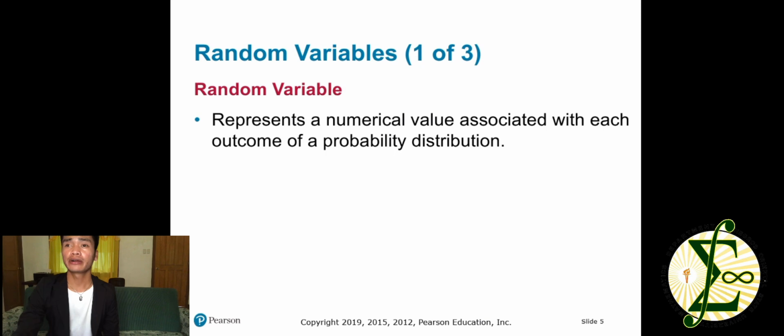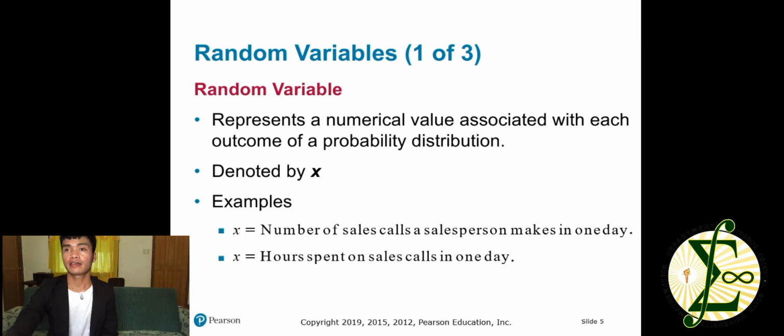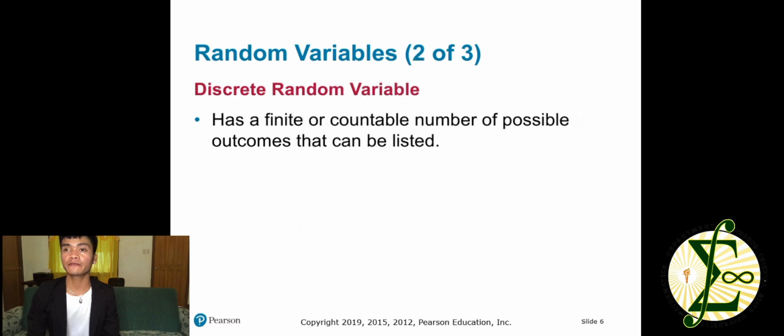Random variable. A random variable represents a numerical value associated with each outcome of a probability distribution. It is used to quantify outcomes of random occurrence. It is required to be measurable and typically real numbers. And it is denoted by X. Example, X is the number of sales calls a salesperson makes in one day. X is the hours spent on sales calls in one day. There are two types of random variable. The first one is discrete random variable.